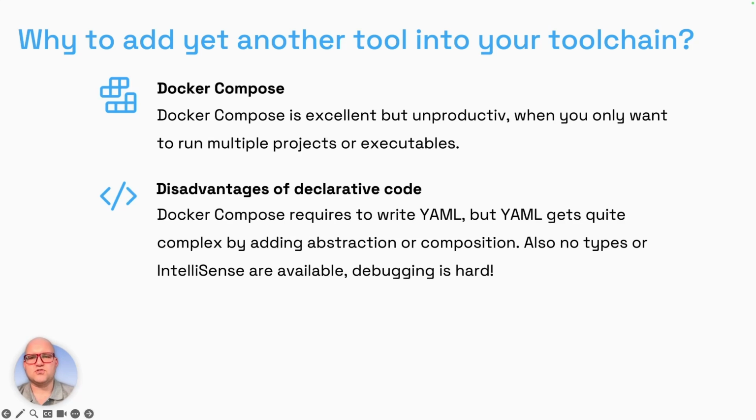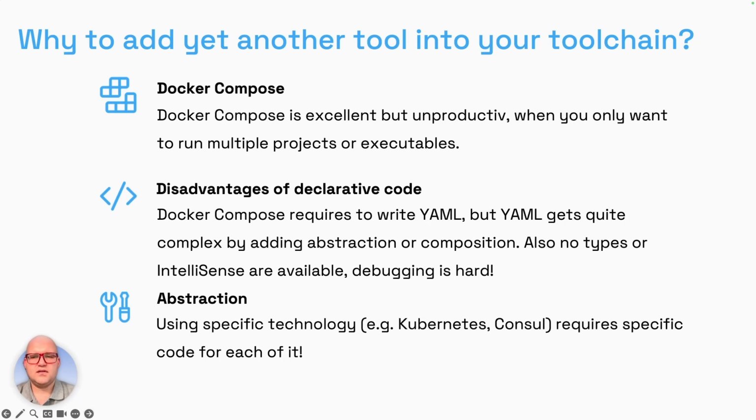Docker Compose requires you to write YAML code. But YAML gets quite complex by adding abstractions to other services, and if you then also add compositions, it gets even more complex. And by writing this YAML code, it's not strongly typed in this case. You don't have IntelliSense fully available, and debugging of YAML files, we all know, is a real pain. So this is a real big pain point if you work with Docker Compose. To make it even better, I think the use of an imperative coding language will help you, and this is what .NET Aspire does.